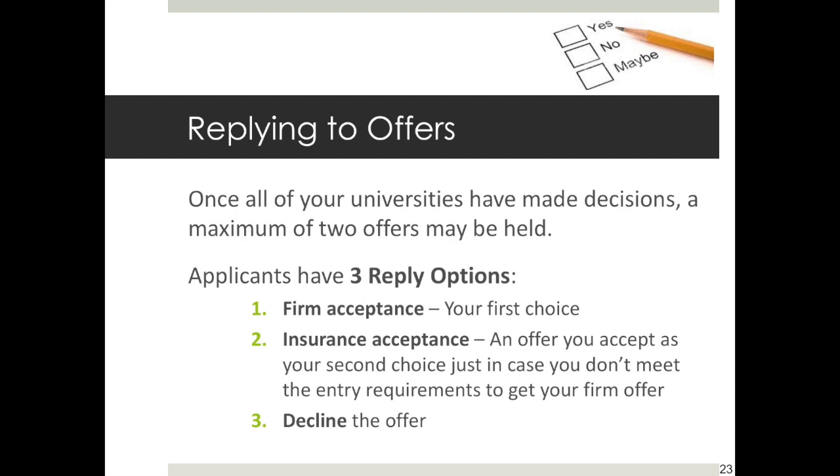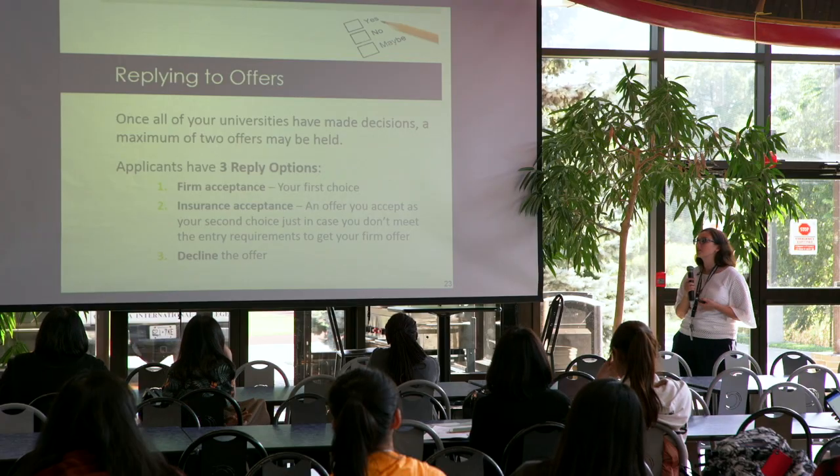So if your firm offer is saying all of your grade 12 courses must have a final mark of 83 or higher, and you're like, well, I'm not done my grade 12 courses yet. So I'm really happy to have an offer to this university, but I'm really not sure if I'm going to be able to meet these conditions. You can accept that university as your firm choice, and that way if you meet the conditions, you can go. But you can also accept another university as your insurance choice, your second choice. And that university should be one that has slightly more flexible conditions that you are sure that you're going to meet. This is a very unique system. I've never seen anywhere else where you can do this, where you can have 2 offers at the same time. Or you can choose to decline the offer.